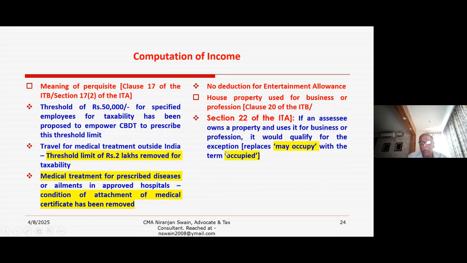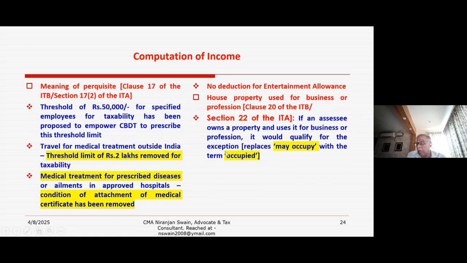And for a house property used for business or profession, the wording was "may occupy". Now they made it "occupied". You just see what is the difference. I am an assessee. I have a house. I may occupy this house for my business. Any house occupied for the business will not be taken for computation of income. As per the provisions, you might have seen, 2 houses you can keep and get the exemption. Earlier it was 1 house, now it is 2 houses.